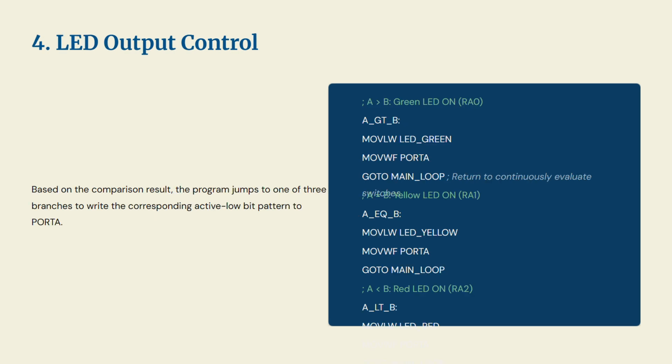Based on the comparison result, one of three LEDs on port A is turned on. Green is turned on when A is greater than B, yellow when both numbers are equal, and finally red when A is less than B. Since the LEDs are active low, the program simply writes specific bit patterns to port A to activate the correct LED. Hence, the system continuously evaluates the switch inputs and visually indicates the relationship between the two 4-bit values, making it a practical example of simple digital decision making.